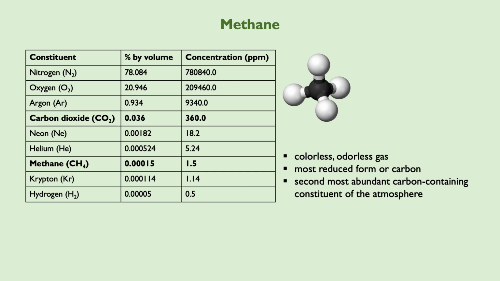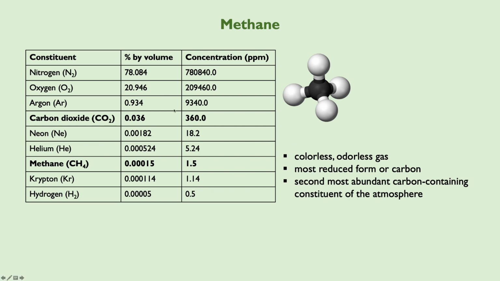Okay, so as we can see here, the chemical formula of methane is CH4. Significantly, methane contains carbon in its most reduced form. Under most conditions, methane is a colorless, odorless gas, and it's significant in relation to the carbon cycle because methane is the second most abundant carbon-containing gas in the atmosphere.